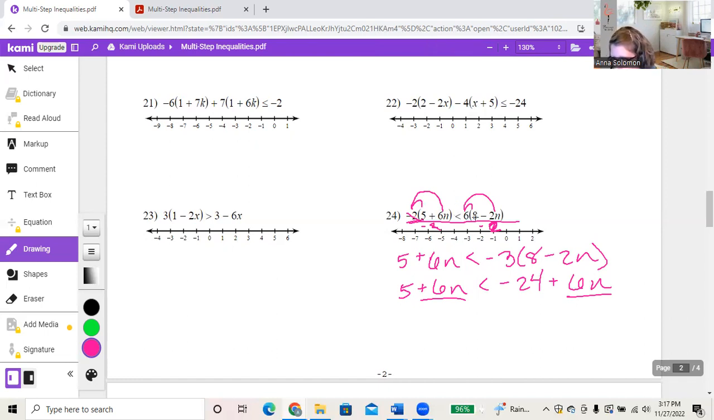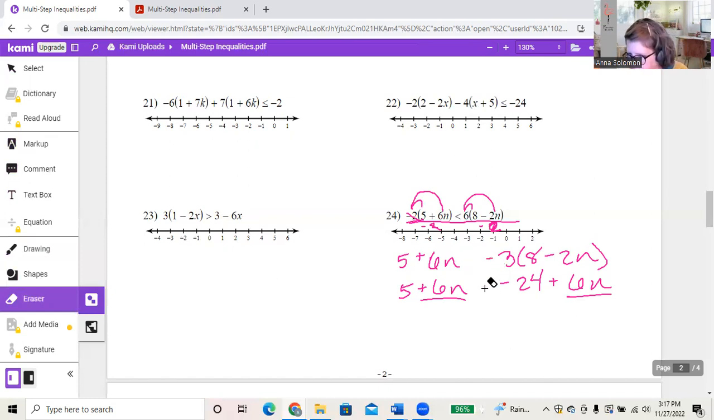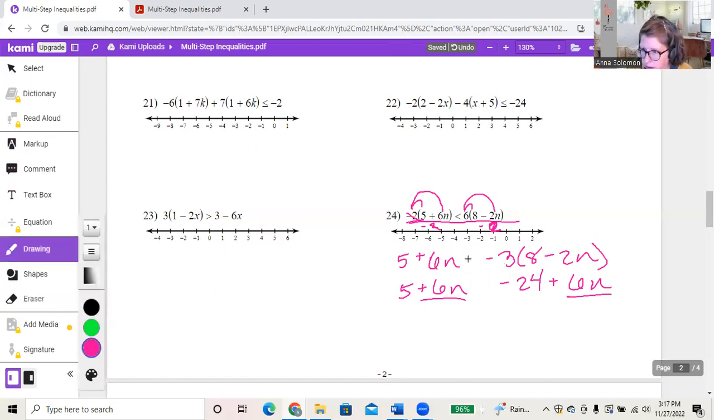Oh, did you see what I did wrong? I divided by -2, but I didn't flip the sign. All right, let's fix that. I was going to say that doesn't make sense, so I probably did something wrong. So we're going to flip the sign, and then you see you got 6n, whatever that is. On the left-hand side, you add 5. On the right-hand side, you add -24, or you subtract 24.